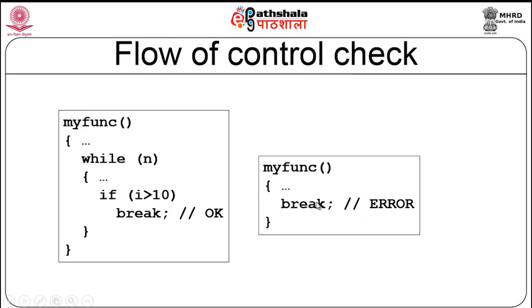On the other hand here, there is no reason for a break. This is an unnecessary break without validating a loop construct or any conditional construct. Therefore this is going to throw an error as a flow of control check.